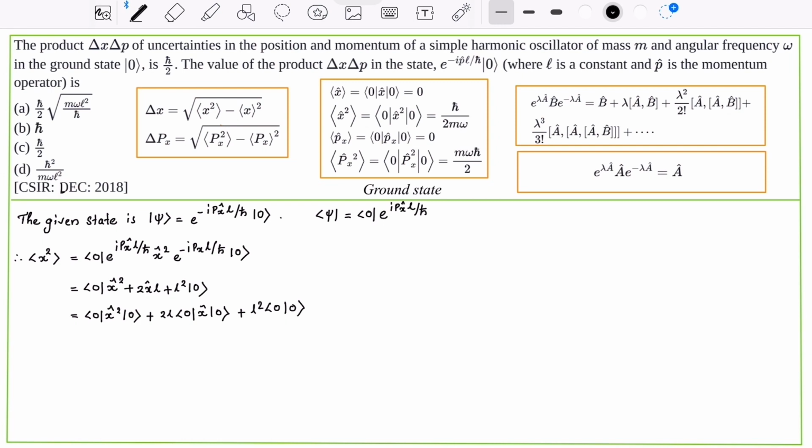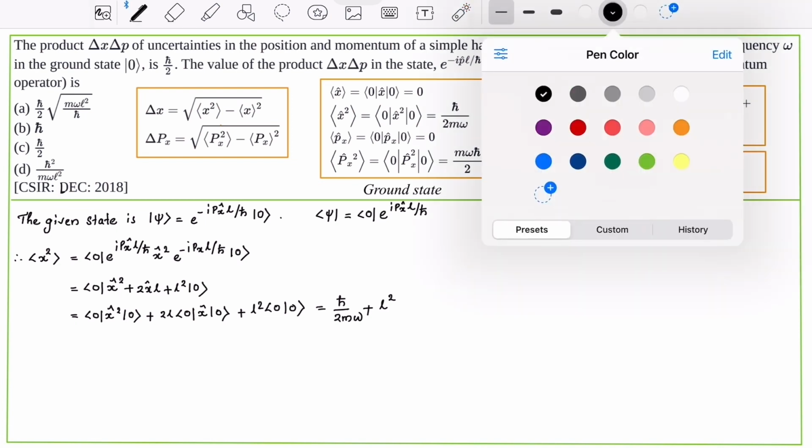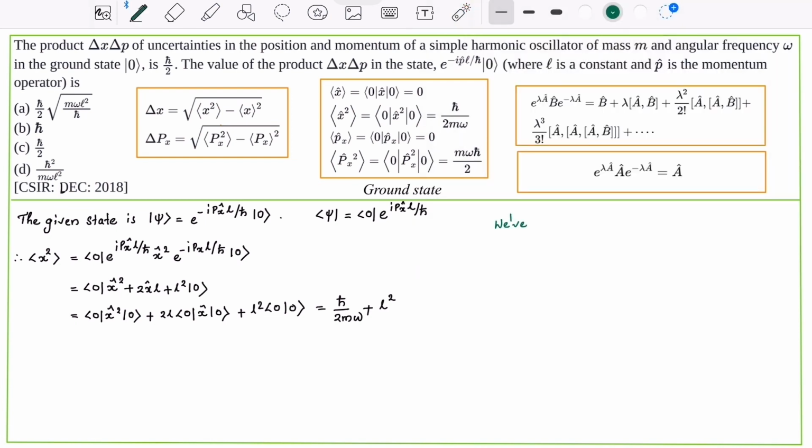Now what is ⟨0|x square|0⟩? It is h bar by 2m omega. Then ⟨0|x|0⟩ is 0. Then l square into the inner product of |0⟩ with |0⟩ is 1. Hence, the expectation value of x square is h bar by 2m omega plus l square. We have already evaluated the expectation value of x, that is equal to L.